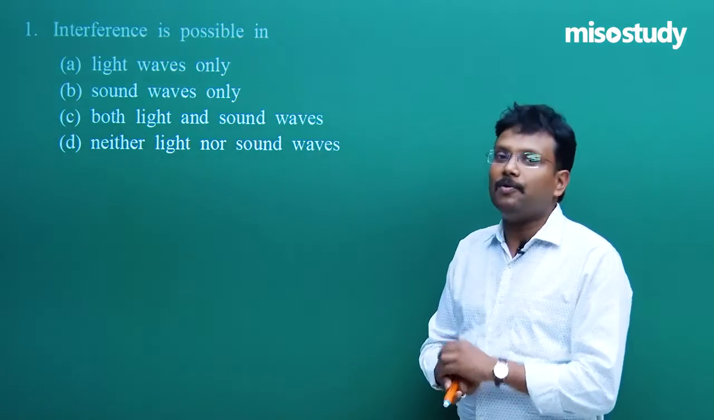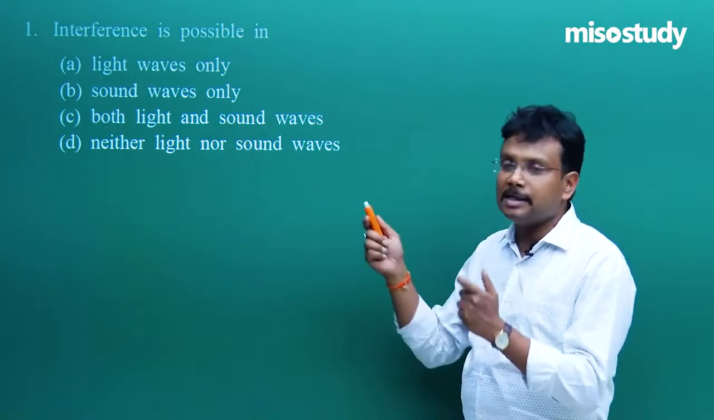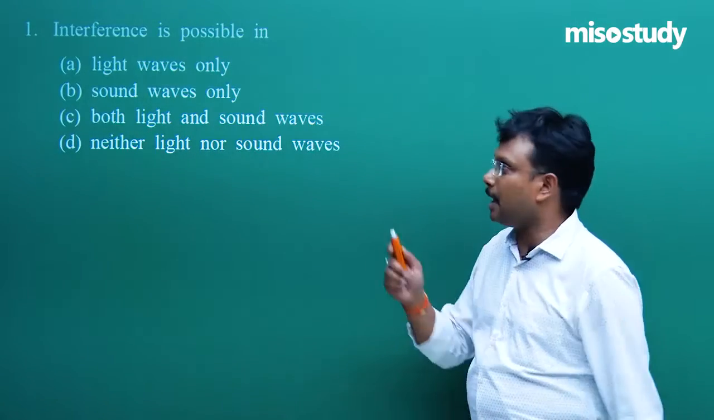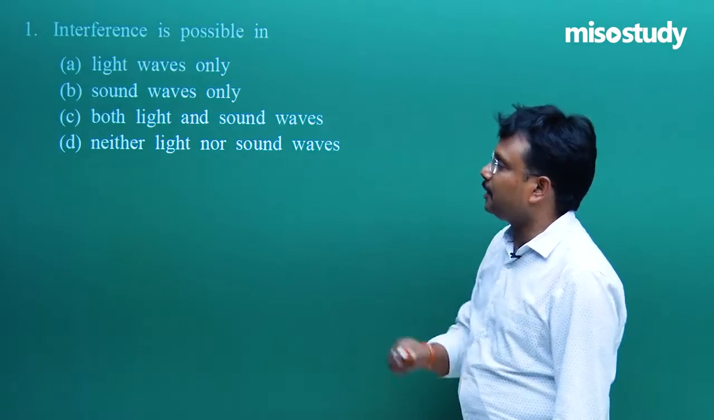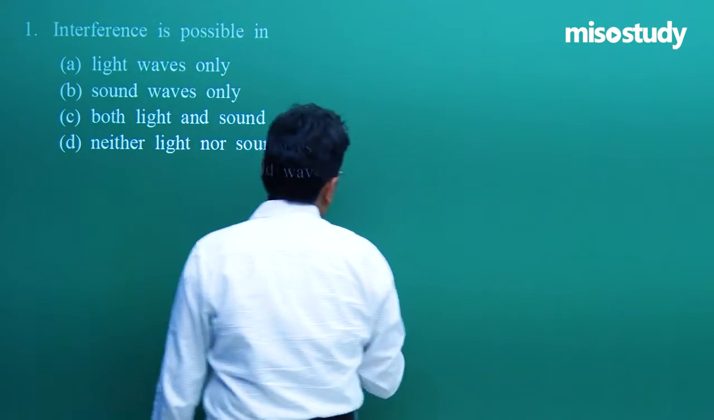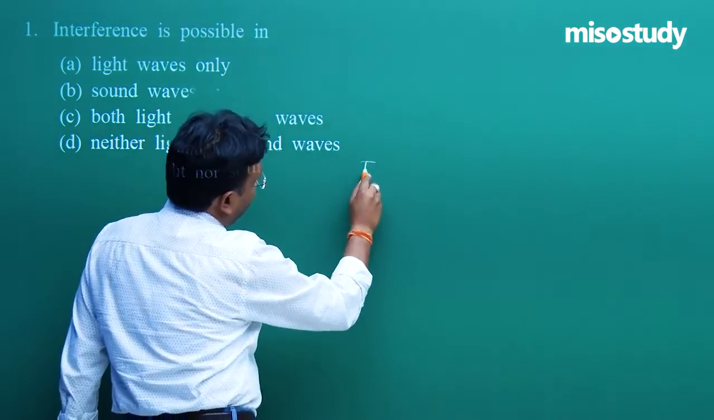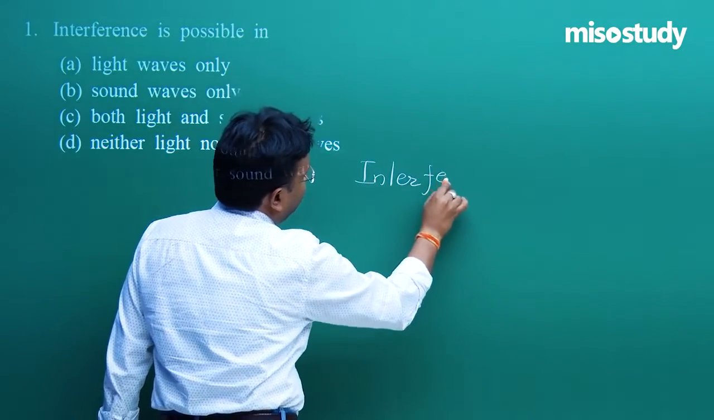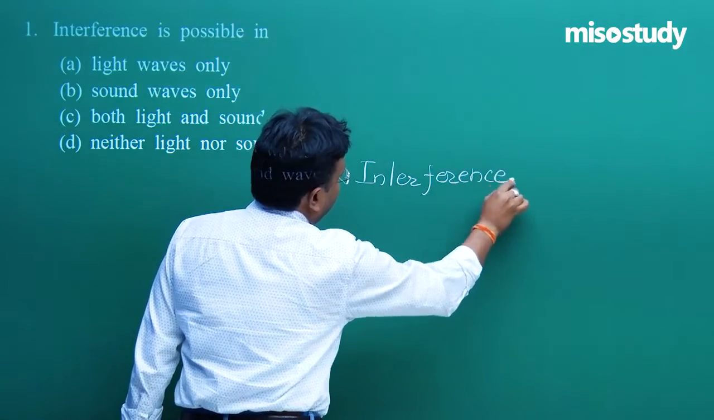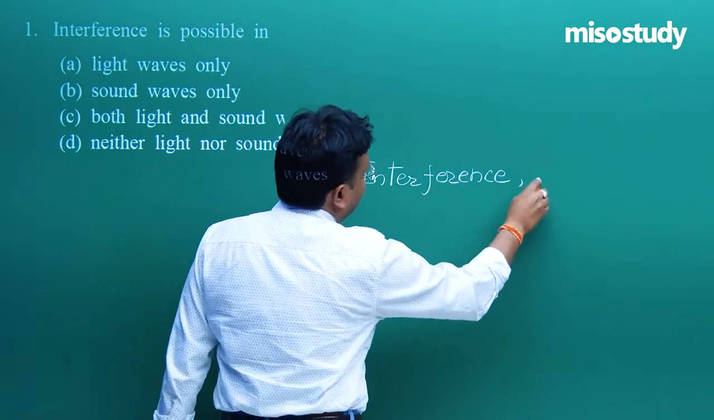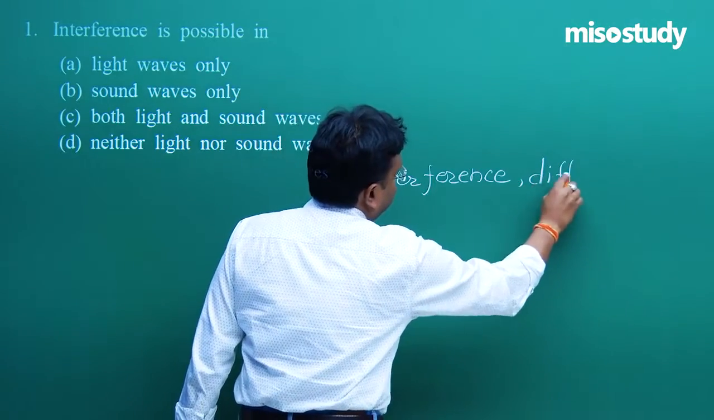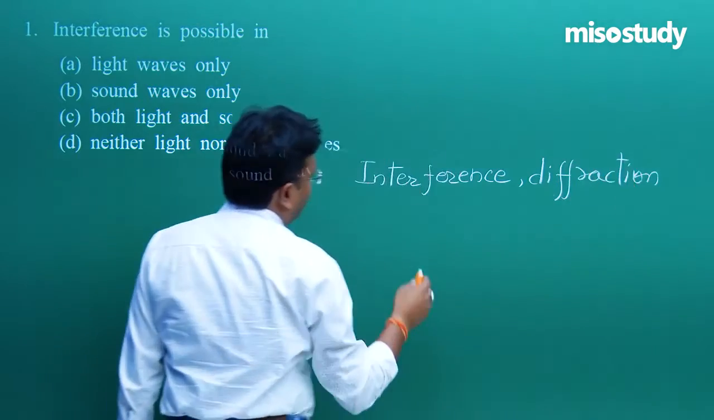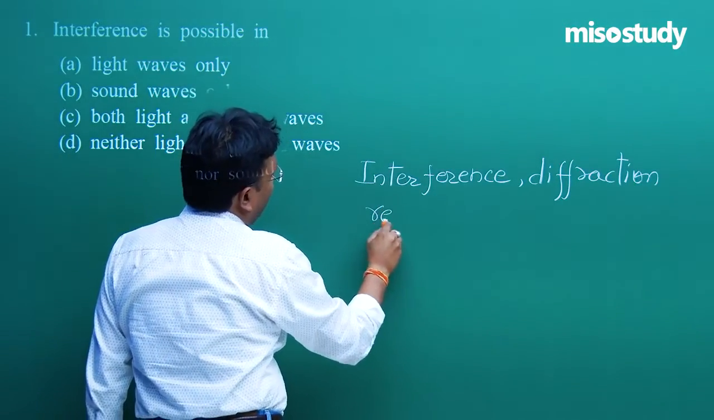But I want to move a step further. I want to mention a simple statement for your better understanding. What is that simple statement? Let me write it down. Interference, it is for your understanding. Interference, fine. Second concept is diffraction. Diffraction. Next, reflection.